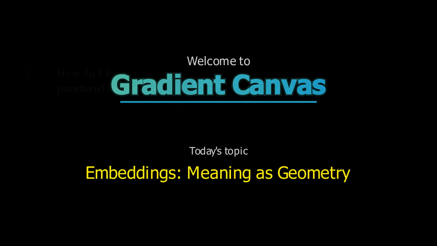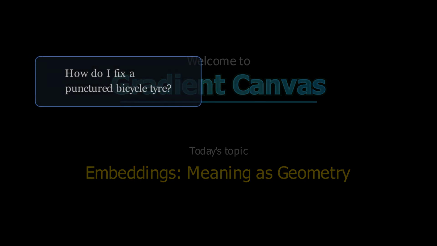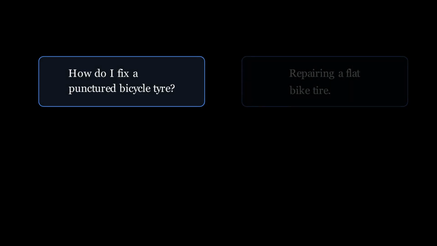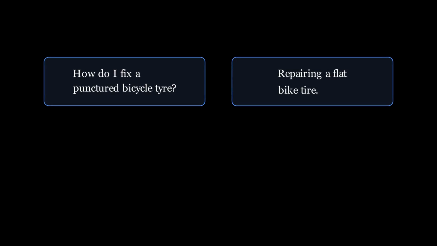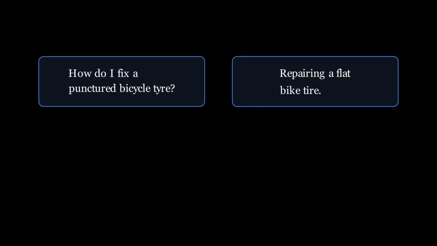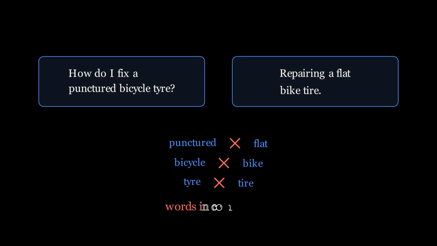Here are two sentences. How do I fix a punctured bicycle tire? And repairing a flat bike tire. You understood instantly that these are the same question, but look at the actual letters. They share almost no words. Punctured isn't flat. Bicycle isn't bike. Tire isn't even spelled like tire. So any program that matches words would say these two have nothing to do with each other.